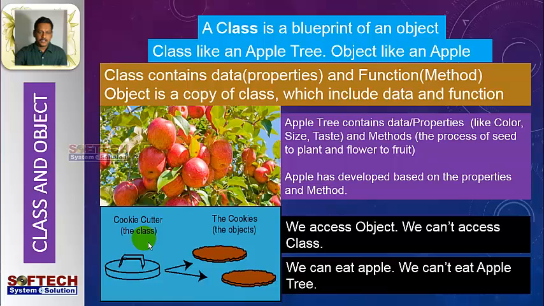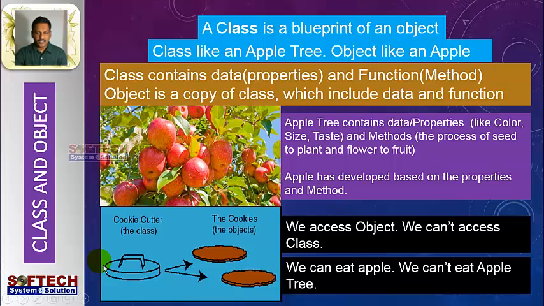Another example, cookie cutter. So cookie cutter is a class. The cookies are objects. All the properties are available in those cookies, because based on the cookie cutter's diameter, size, and depth, the objects, that is cookies, are created. So cookie cutter is a class, the cookies are objects. Dosa pan is a class. Dosas are objects.